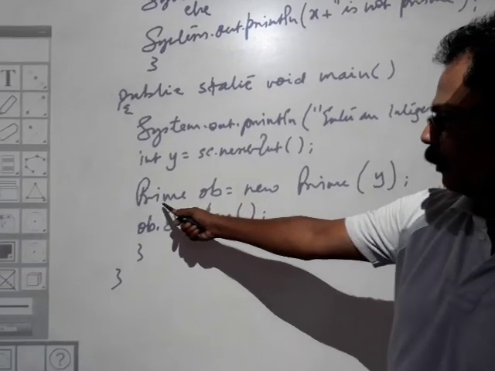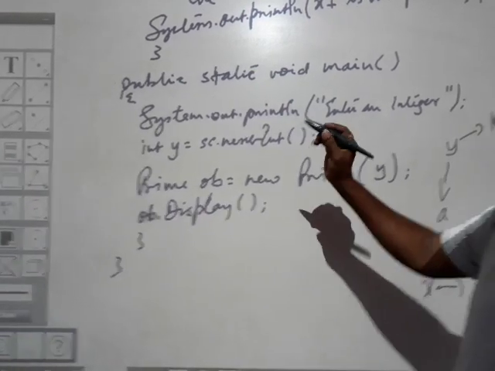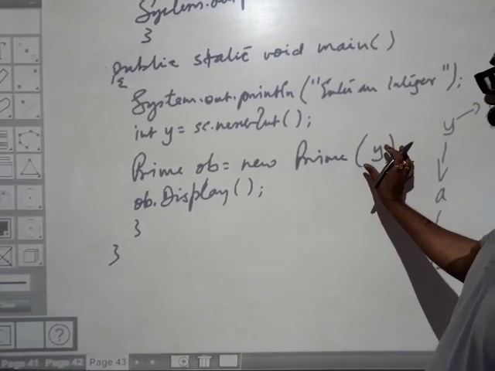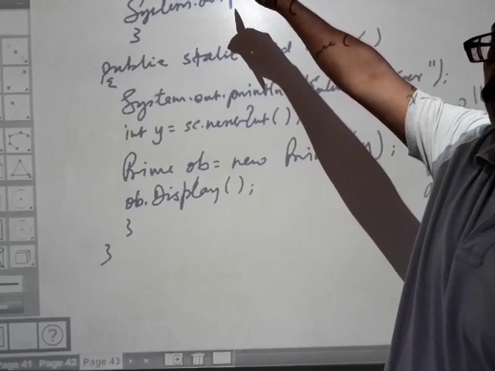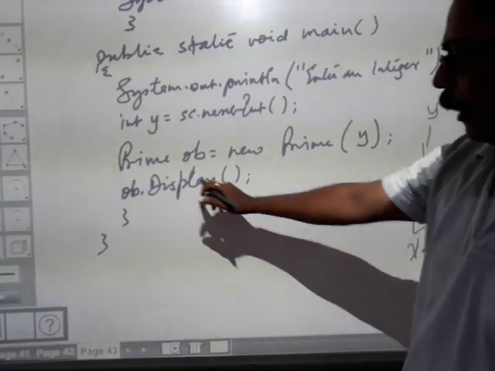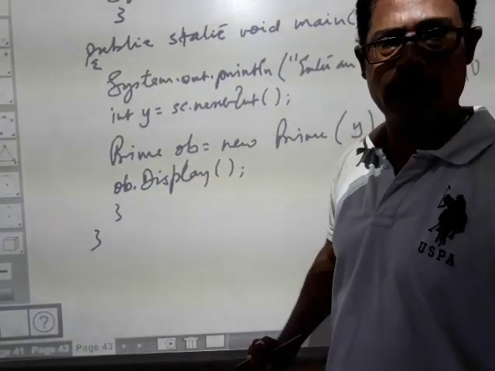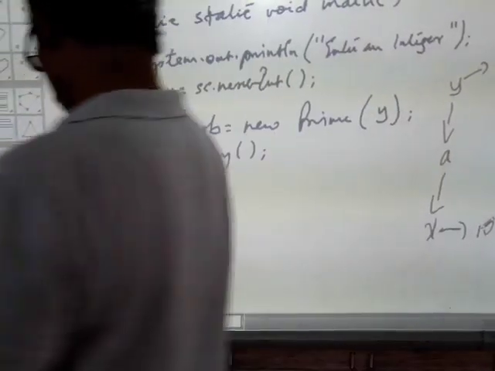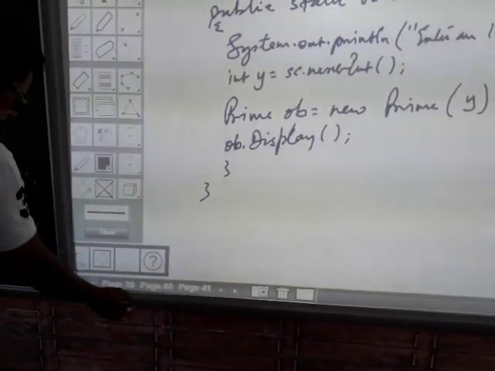So here the constructor is invoked by the new keyword. This is what happens: the y value goes into a and the a value goes into x. Whereas the function is invoked by the object creation. So let's move on to the fourth one that we have.